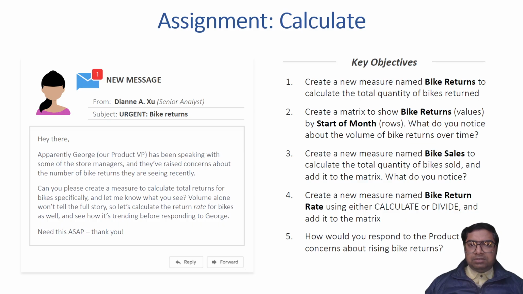All right, so let's suppose you're working in a company or you're giving an interview. An interview gives such a question, which is there in front of you. Like a senior analyst asks you to do something in your data model. They want you to create a measure to calculate total return for the bike, only the bike. Make sure this time we use the calculate function and give the filter to the bike only. Okay, and let me know what you see.